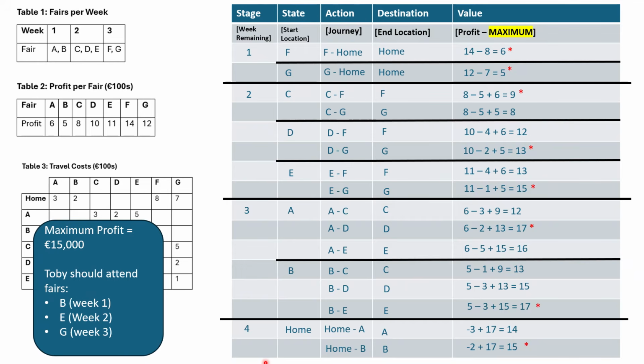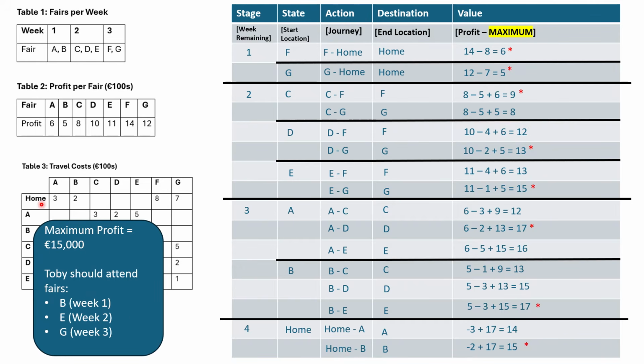And then we just need to think about the last step, which is, in terms of the question, the first bit of travel, which is getting from home to the first fair. So Toby is starting at home, and his only two options are to go to A or B, because that's all we have at the fair. Because we always took the profit for the fair at the state, at the start we don't have any profit. All we have here is our cost plus the optimal value.